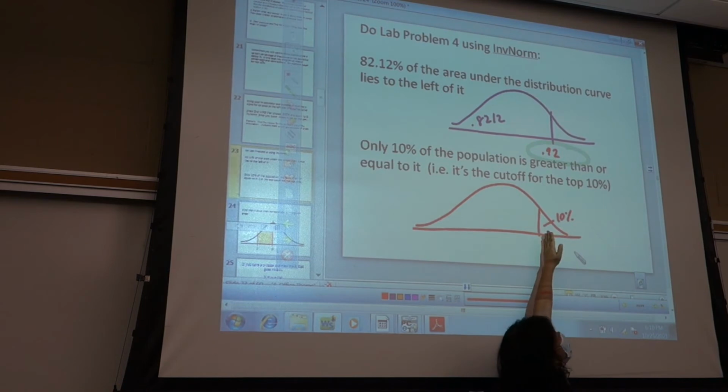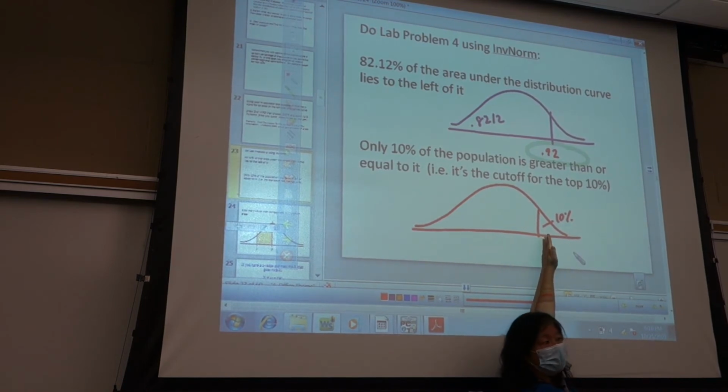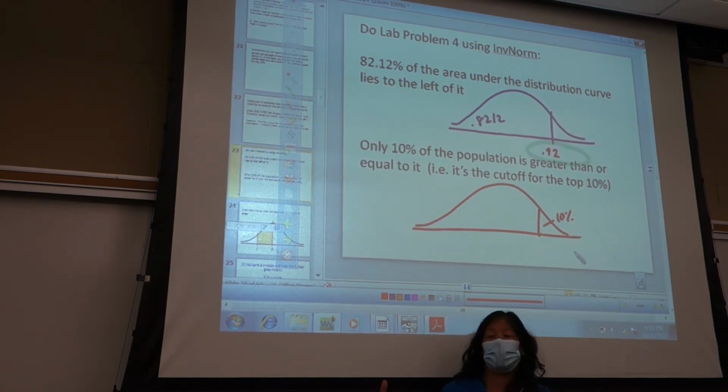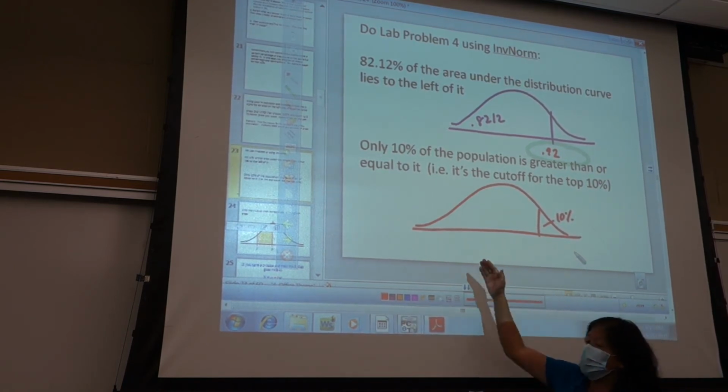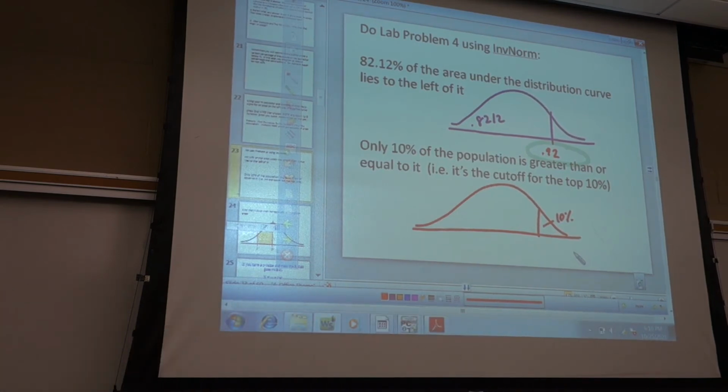10% on this side means 90% on the other side. So the whole area has to equal what? 1 or 100%. So 10% on this side means 90% on that side. Write it as a decimal. So this is 90%, right, which is 0.9 or 0.90 if you want.